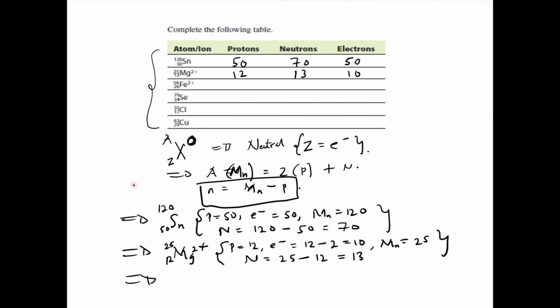It is an ion. We have it as Fe2+, that's iron 2. So the atomic number is 26, while the mass number is 56. Okay.